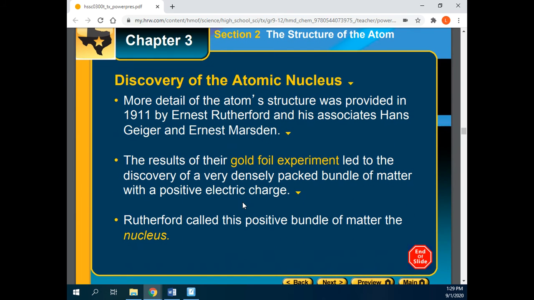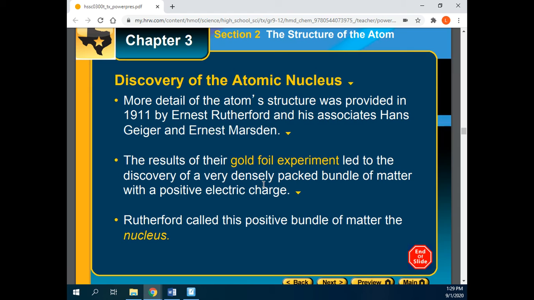Okay. Again, you need this information. It's very important. You'll probably have some sort of short essay question asking me to describe Ernest Rutherford's experiment and exactly how it worked. So Rutherford did the gold foil experiment. And what that eventually led to was the discovery of the nucleus.